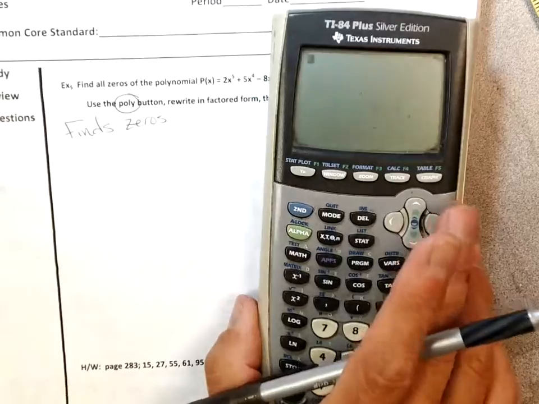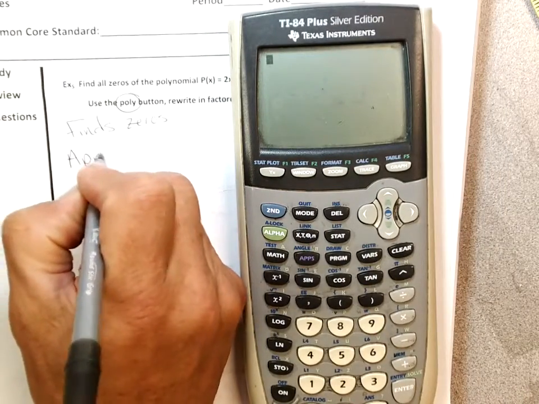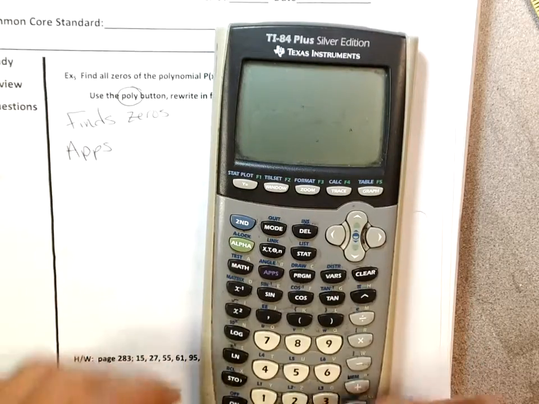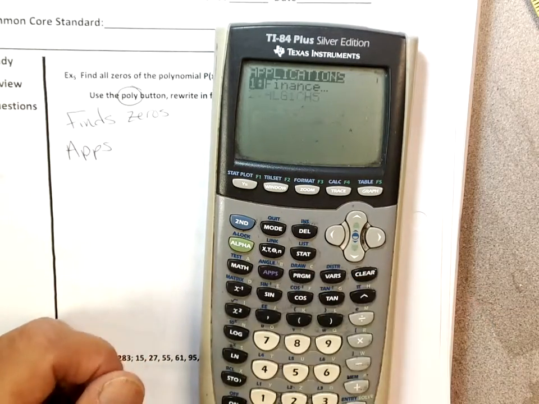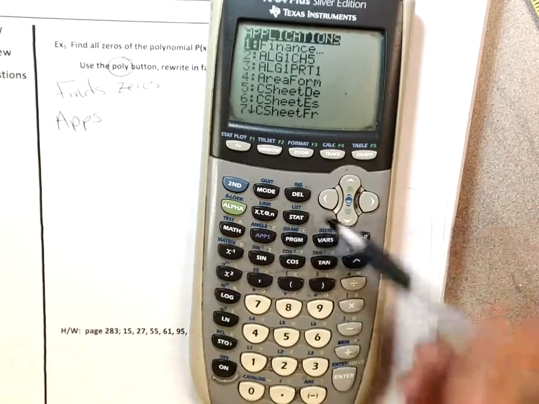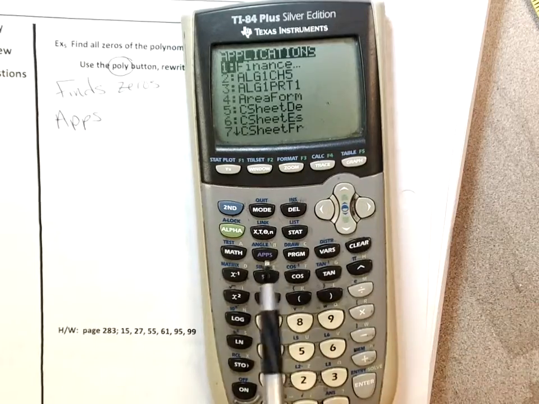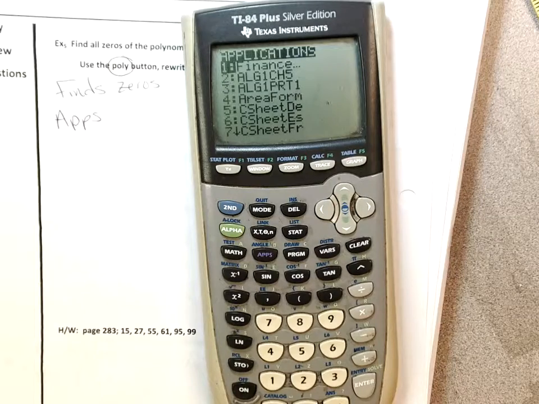So where do you find it? Okay. So first, you've got to go to apps. Apps happen to be like a purple button right above the sign. My apps button is right there. So go to apps, and hopefully you have a lot of stuff in your calculator under apps. If you don't have the poly button, then I'll give it to you later, okay?